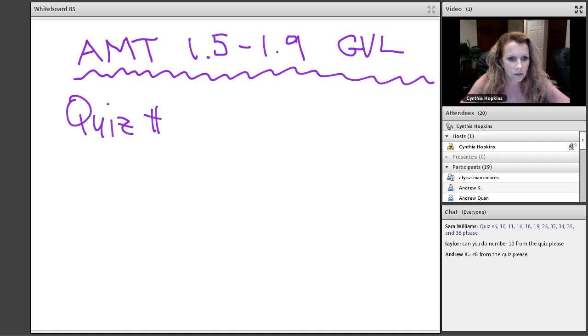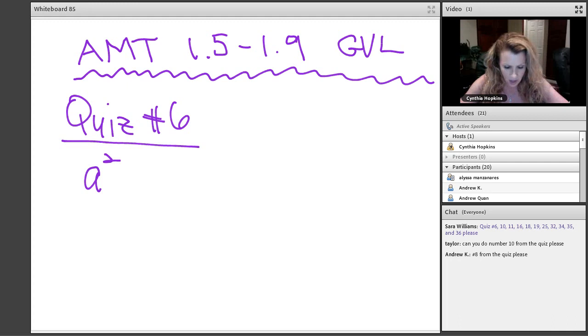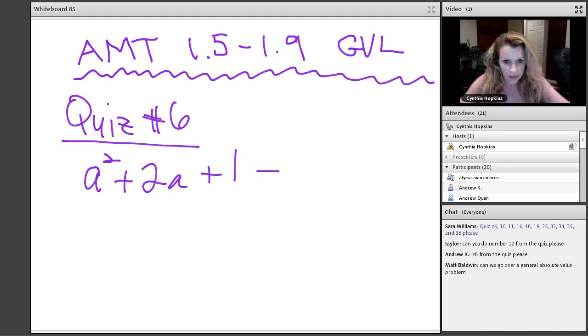Quiz number 6. All right, so this is a factoring problem. As soon as you see that there are 4 terms, you should be saying to yourself that you're going to be grouping. And then whenever you have 4 terms, I suggest instead of trying to start with 2 and 2, you should look for 3 and 1. And what I mean by 3 and 1 is look at these first 3 terms.